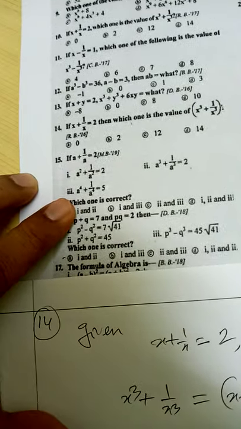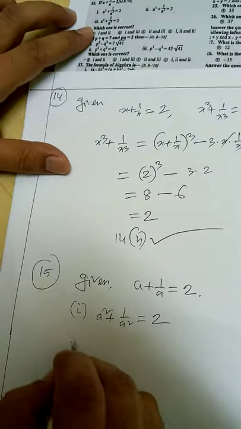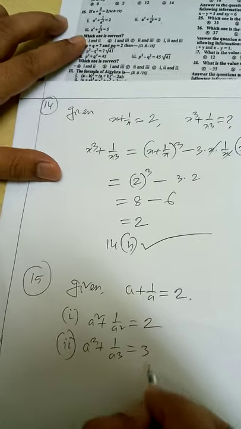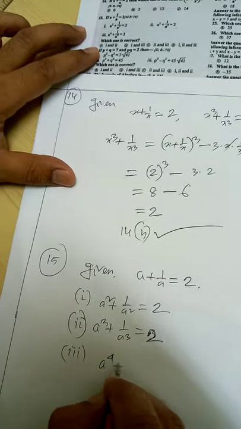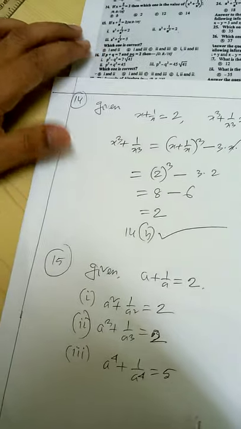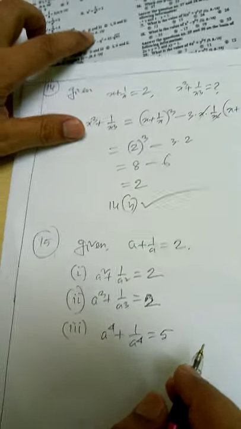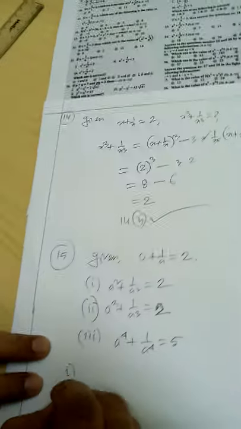Now question number 15. Given a plus 1 by a equal to 2. Statement 1: a square plus 1 by a square equal to 2. Statement 2: a cube plus 1 by a cube equal to 2. Statement 3: a 4 plus 1 by a 4 equal to 5. Now the question is, which one is correct? 1 and 2, or 1 and 3, or 2 and 3, or 1, 2 and 3 all are correct? So we have to solve quickly.